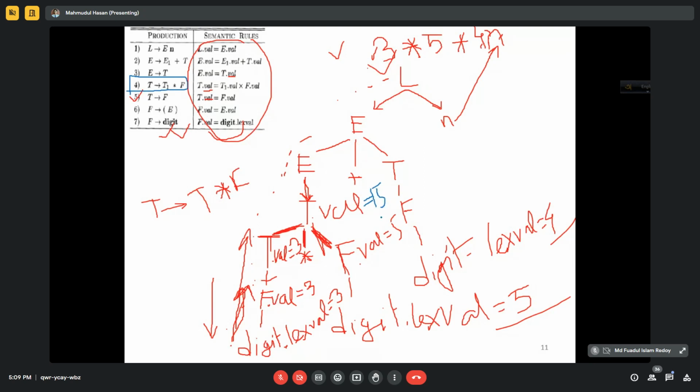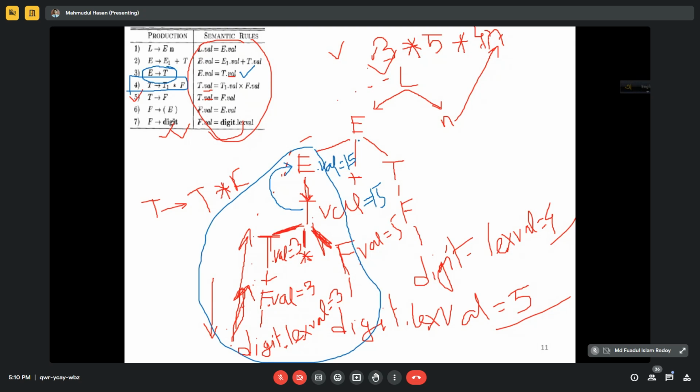This is the T value. Yes, sir. Okay, so you need to go again here, that is E. And what is the attribute of E? That is the value. Okay, so what is the production rule here? E to T. So look at E to T. What is the semantic rule? T value goes to E value, that means E value will be 15. Yes, sir. Okay, done. So now this part is done.